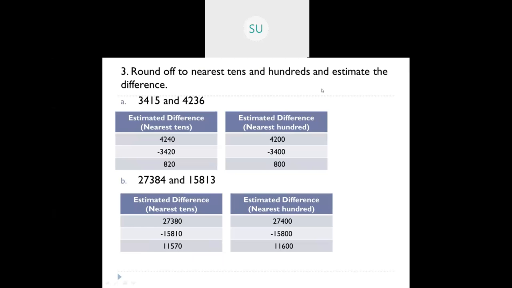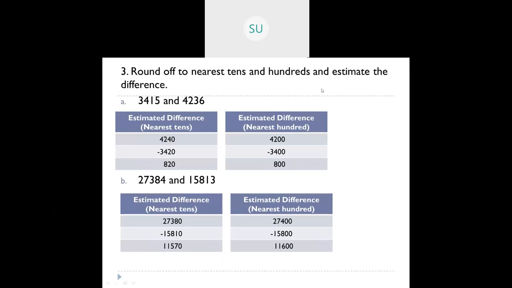So round off 4236 to the nearest 10, 6 being in 1's place and which is greater than 5, we'll add 1 to 10's place. So it becomes 4240. And 3415 becomes 3420 because 5 is there in 1's place, and since we know that 5 or greater than 5, we add 1 to the 10's place. Okay, so 3420. So when you subtract 4240 minus 3420, you'll get 820. So estimated difference to nearest tens is 820.